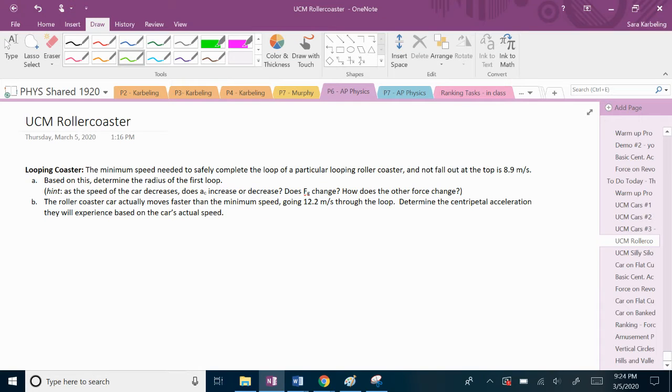All right, physicists, let's take a look at these uniform circular motion questions. These are the ones on the green sheet. The first one is the looping coaster.